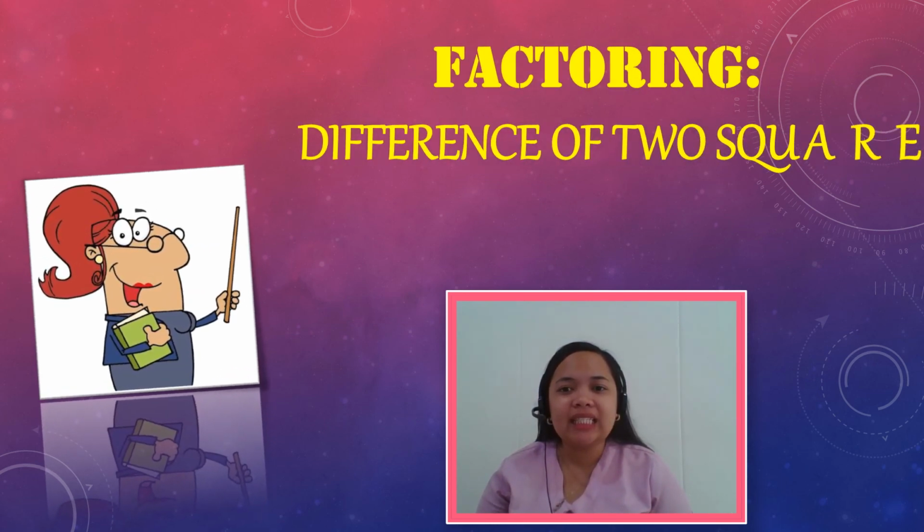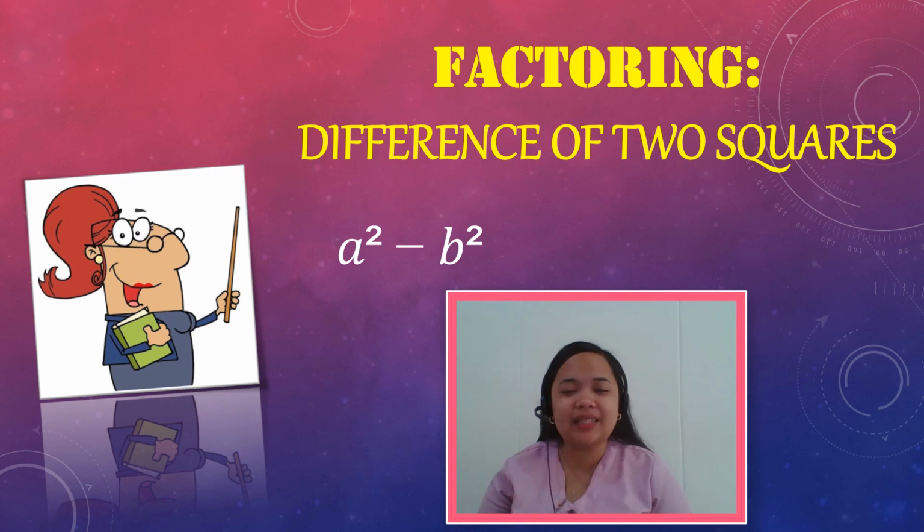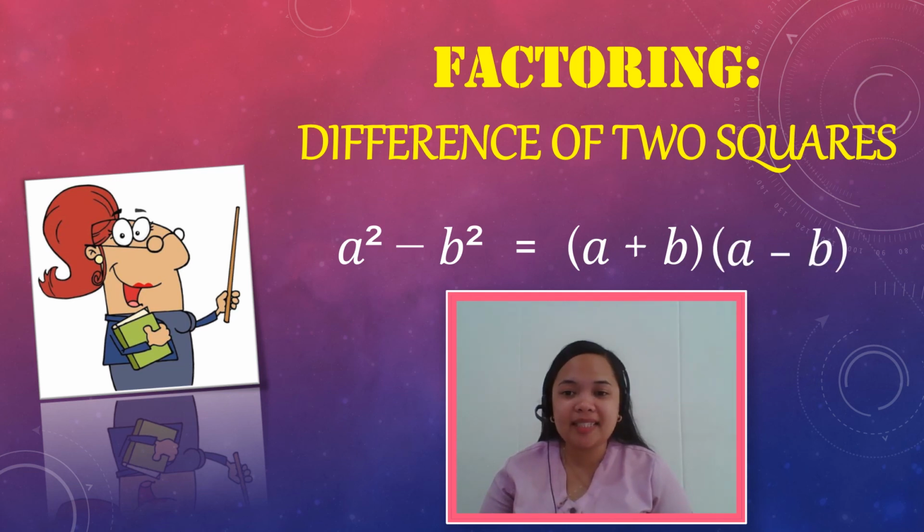Our lesson is about factoring difference of two squares. We have a squared minus b squared, the difference of two squares, and their factors are a plus b times a minus b. Simply the sum and the difference of the two terms.